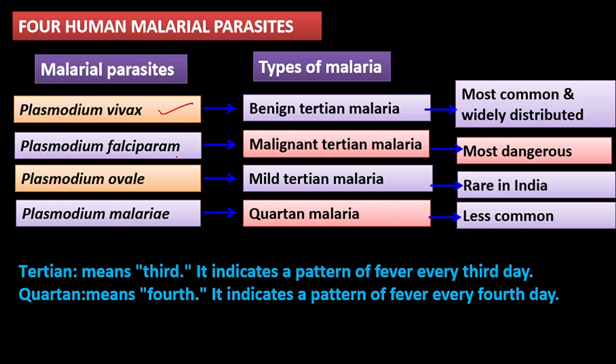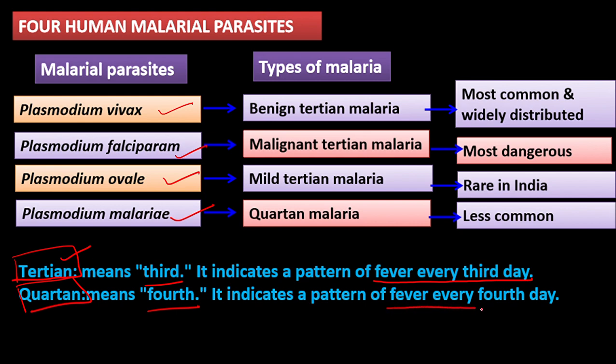Now, malarial parasite, if we see, 4 types of malarial parasites are there. Plasmodium vivax, Plasmodium falciparum, Plasmodium ovale, Plasmodium malariae. Before moving ahead, you have to be clear with the word tertian and quartan. Tertian means third, quartan means fourth. That much we know. But what is third? What is this fourth? After every third day, you will have fever. That we call it as tertian.